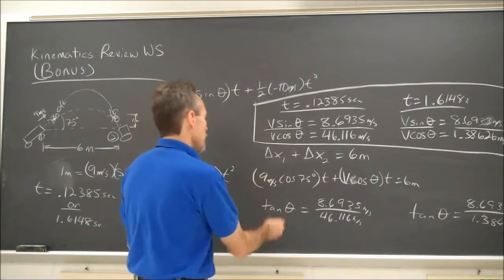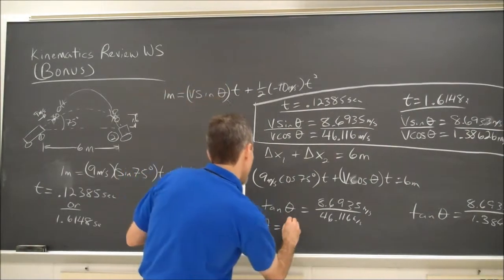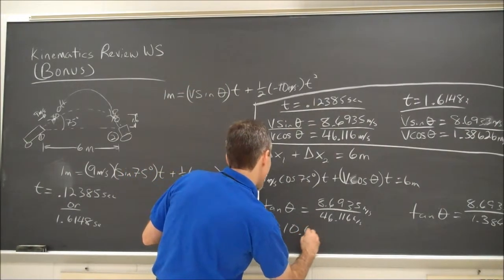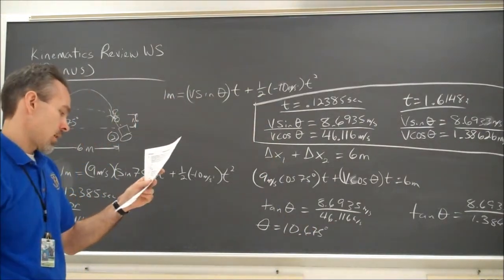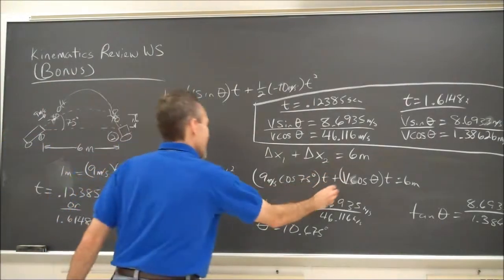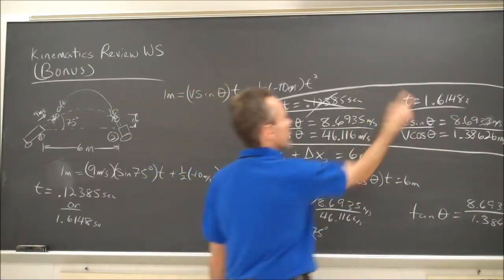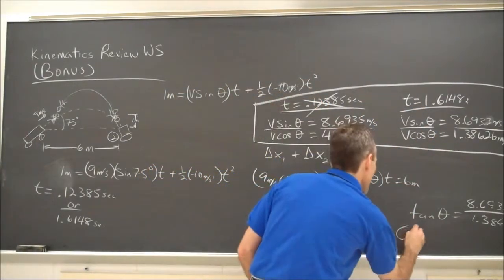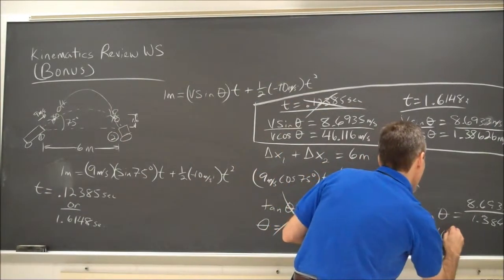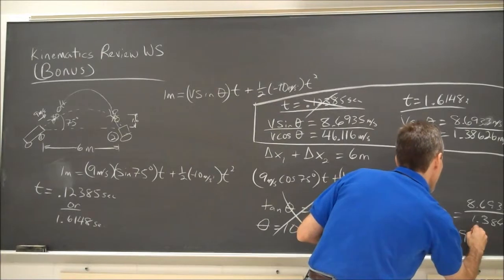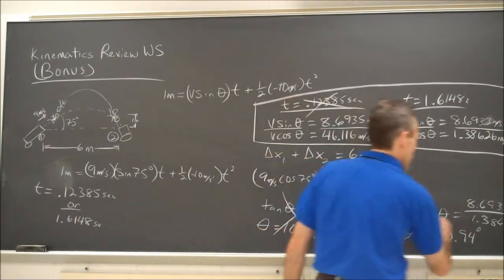And when I solve this for theta, I end up getting an angle of 10.675 degrees. Well, it tells me that it's greater than 45 degrees. So I know that that one's not it. So it's not that time there, it must be that time. And so when I solve this one for theta, I get an angle of 80.94 degrees. And that's good, that works.